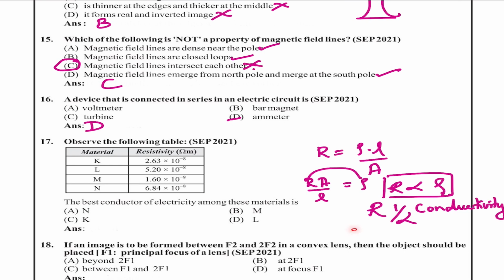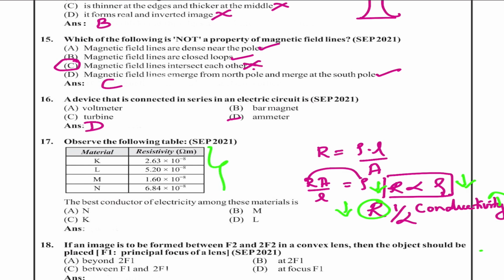Keeping this relation in mind, we can easily find out which is the best conductor. If resistivity is more, resistance is more and conductivity will be least. So, if resistivity is least, resistance will also be least. Resistance is least, what about conductivity? It will be highest. We are supposed to find the same relation.